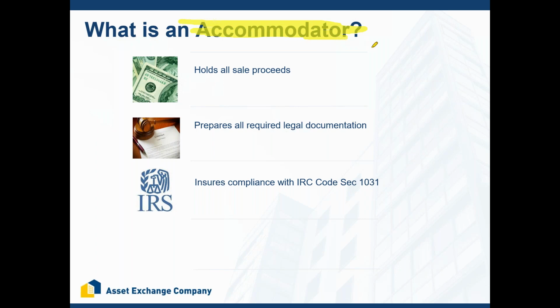We are going to do three very important things when you do an exchange. We're going to hold the sale proceeds, we're going to prepare all the legal documents, and we're going to make sure that clients are in compliance with the tax code. All right, you cannot do a 1031 exchange without an accommodator.